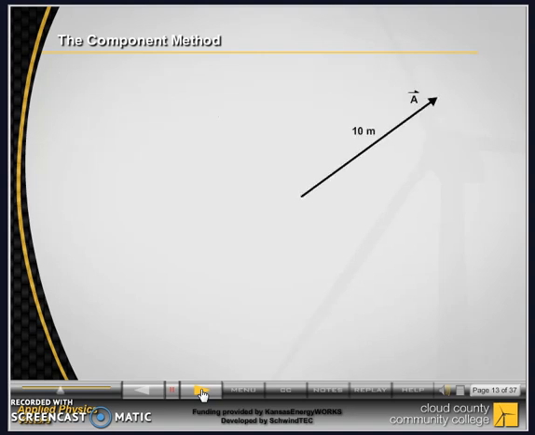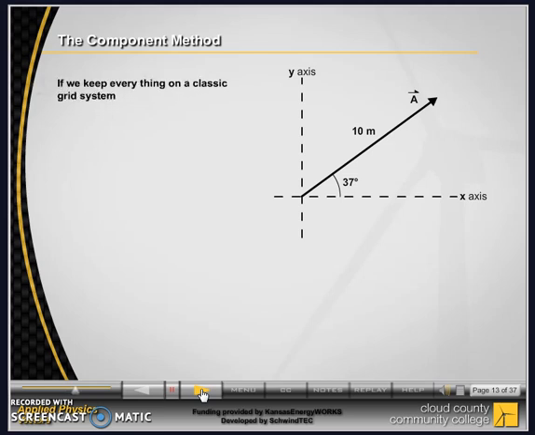Consider again A from the previous examples. When drawn on the Cartesian coordinate system, the vector makes an angle of 37 degrees to the positive x-axis. Remember, if we keep everything on a classic grid system, we can add or subtract anything in the x direction.